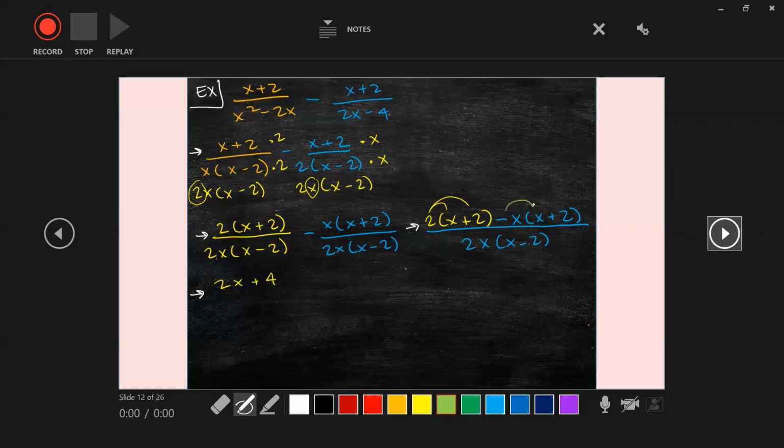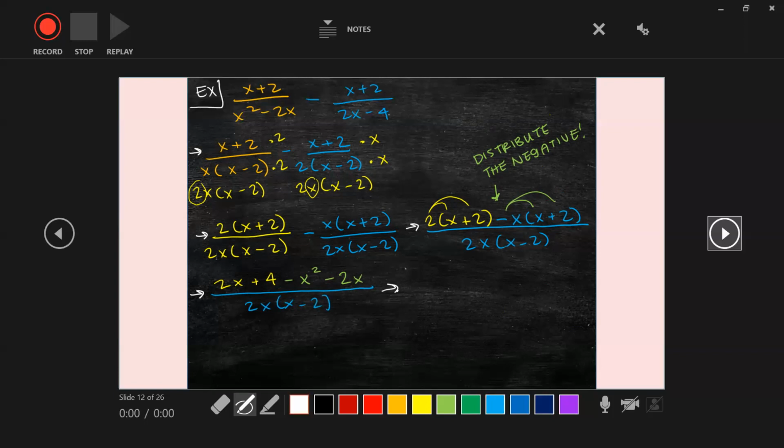And then I've got a negative x times x and a negative x times 2. So what is that going to be, Olivia? Negative x squared minus 2x. Yeah, so make sure that you distribute that negative. And that's all going to be over 2x times x minus 2.